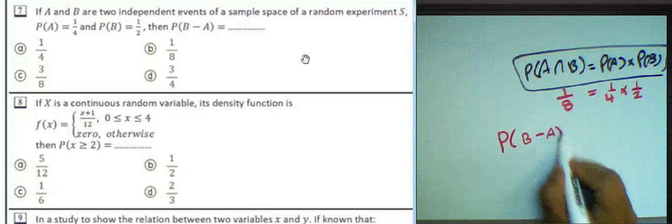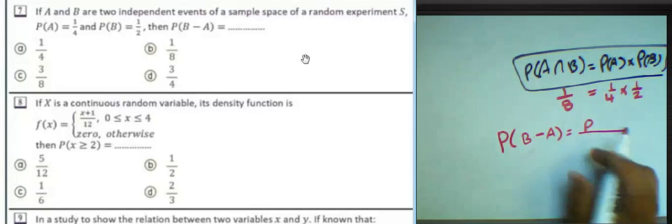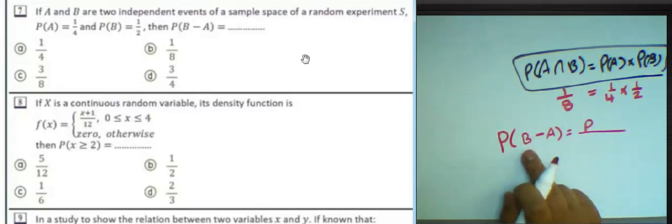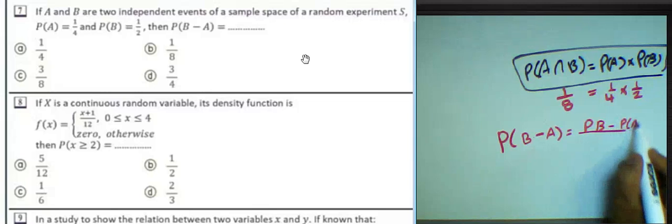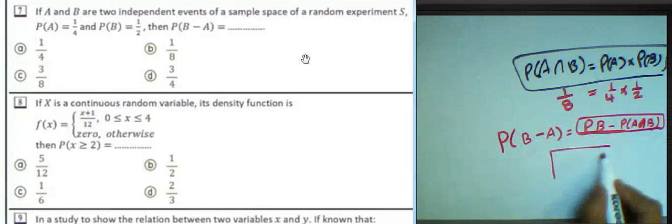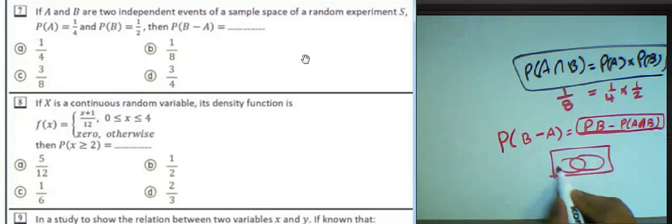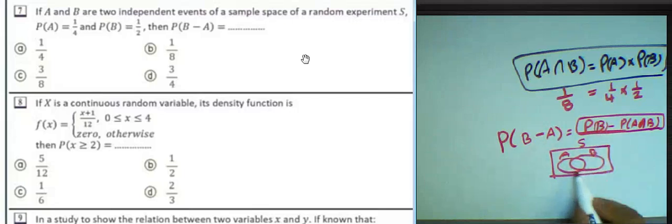Probability of B difference A equals, we can write the rule, probability of B subtract probability of A intersection B. Why? Because we have here A and B in the space. We want to find probability of B difference A. It means probability of B subtract the intersection of A and B.